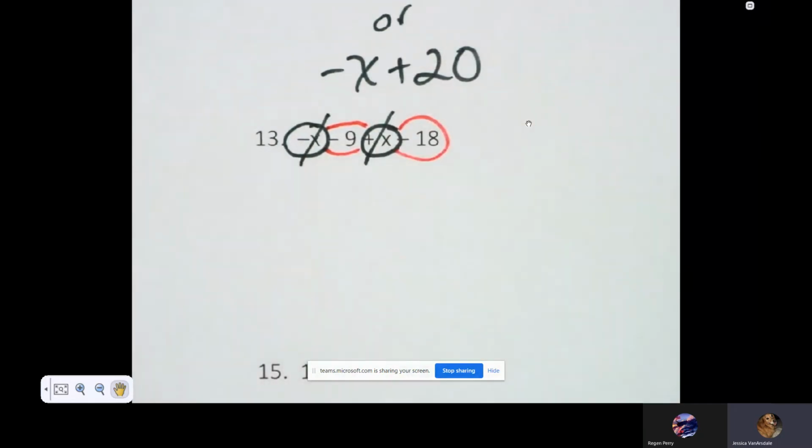Then what we got? Negative 9 minus 18. Calculators. Don't start guessing. Negative 9 minus 18. Put it in your calculator. It equals 9. No, it does not. Negative 9 minus 18. Oh, the minus. Okay. Negative 27.